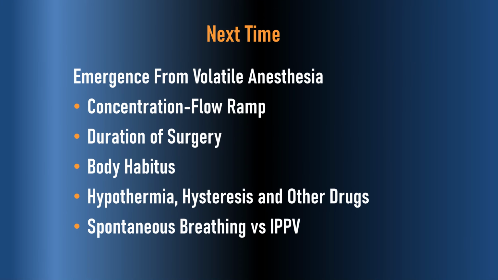Next time, we're going to look at the other factors that impact emergence from volatile anesthesia: the concentration flow ramp, the duration of the surgery, body habitus, hypothermia, hysteresis, and other drugs, and spontaneous breathing versus intermittent positive pressure ventilation.